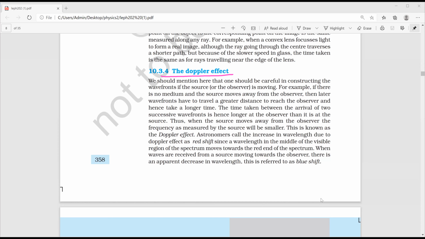They are classified into two types. What is the meaning of Doppler effect? It is the apparent change in frequency of a wave from a source due to relative motion between the observer and the source.